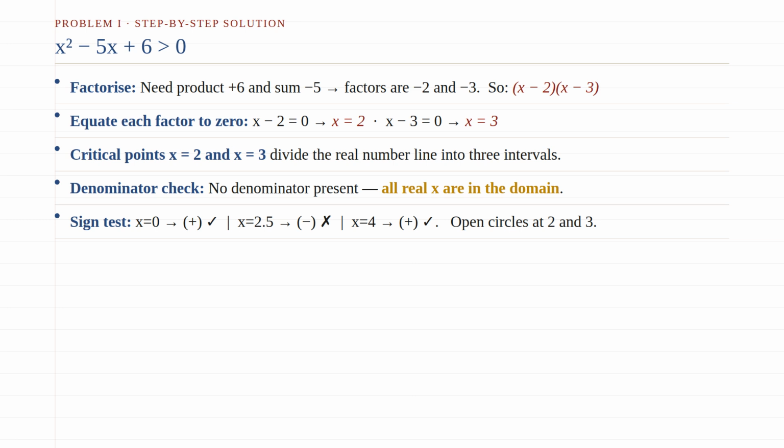Sign check: before 2 the expression is positive, between 2 and 3 it is negative, and beyond 3 it is positive again. We use open circles at the critical points because the inequality is strict greater than 0, not greater than or equal to.